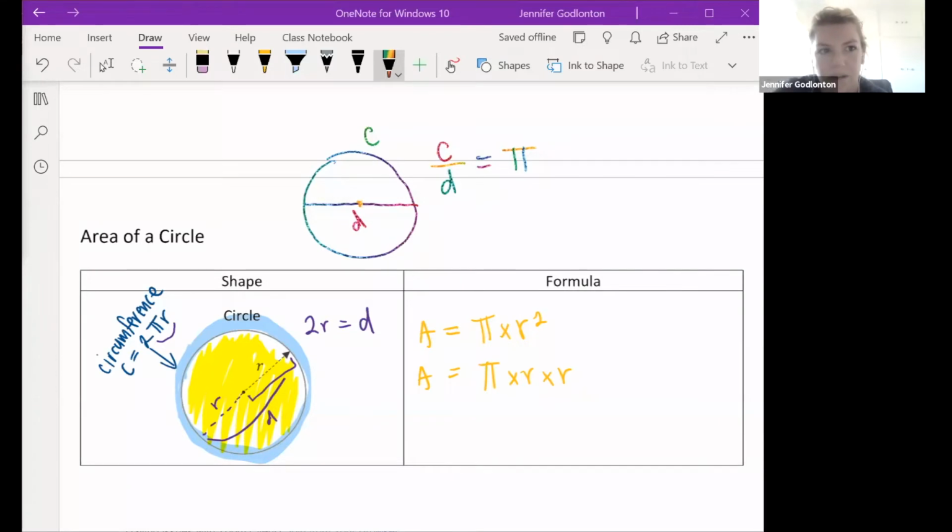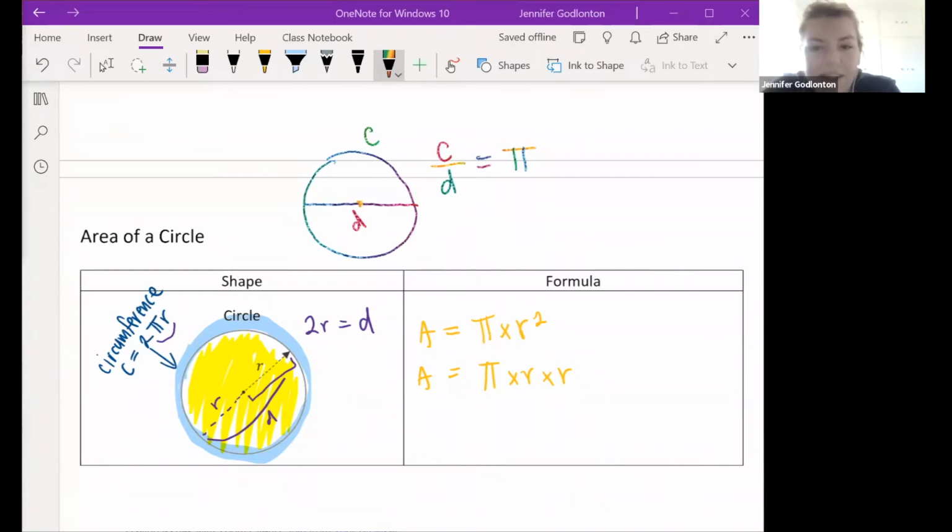Sorry, ma'am. What do we do when they don't give us what r equals? So if they don't give you r, then they would give you the area, and then we would have to work backwards. Okay. Yeah, you can take a screenshot whenever you like.